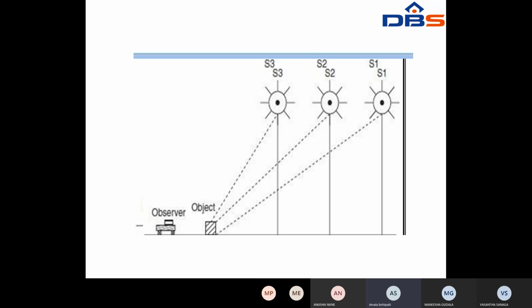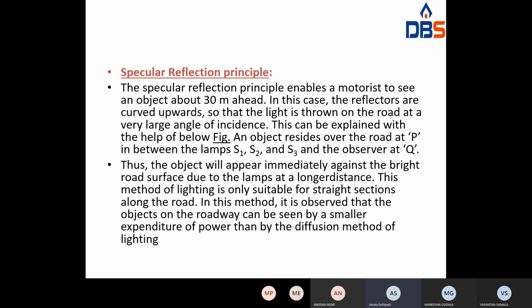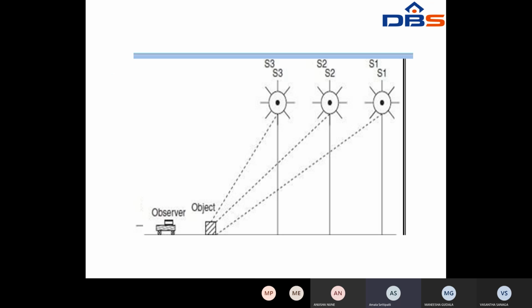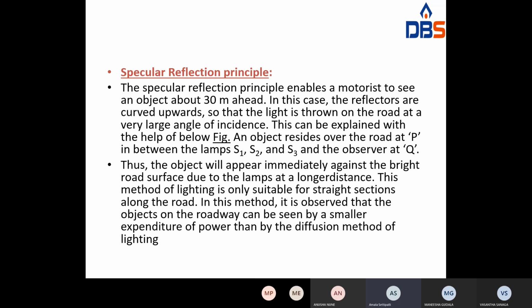This is the observer and this is the object. To see, you have different light sources, and from these light sources the light comes onto the road. An object resides over the road at P in between the lamps S1, S2 and S3, and the observer is at Q. So this is the object at P and the observer at Q. Thus the object will appear immediately against the bright road surface due to lamps at a longer distance.